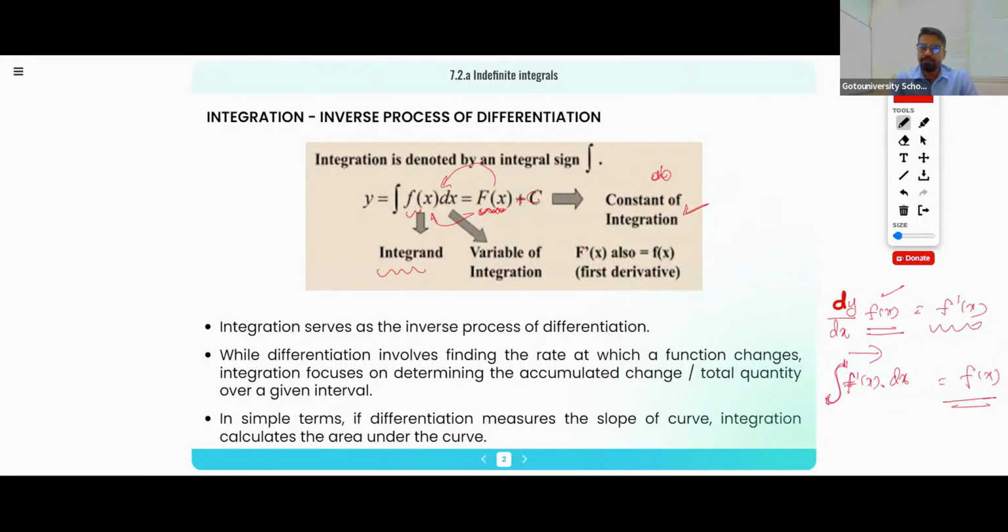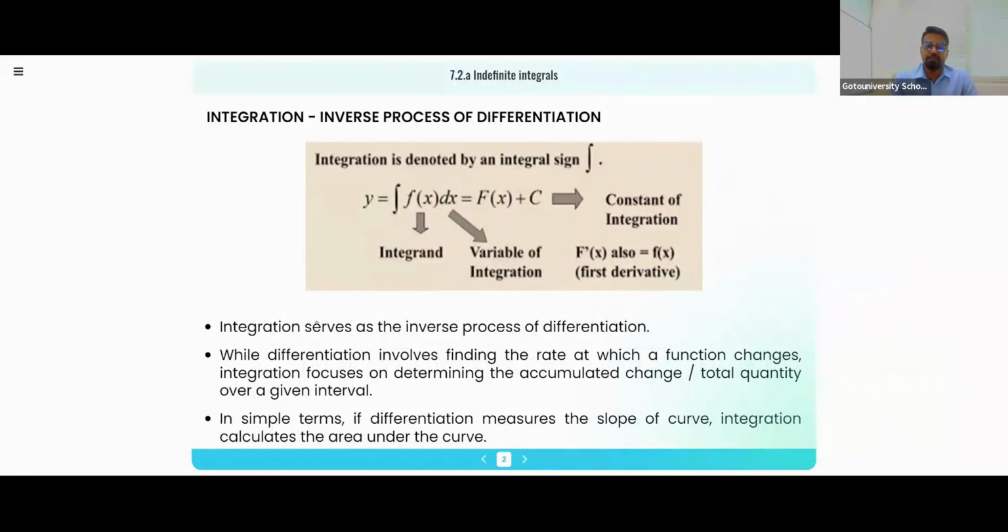The variable, like x or y, with respect to which we do integration, is called the variable of integration. So this f dash of x, we know what that is? First derivative, right? So that is f dash of x, and this is f of x. Let's try to understand these statements with some examples.